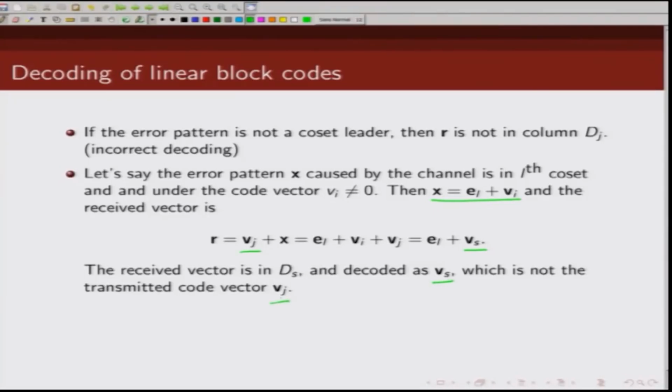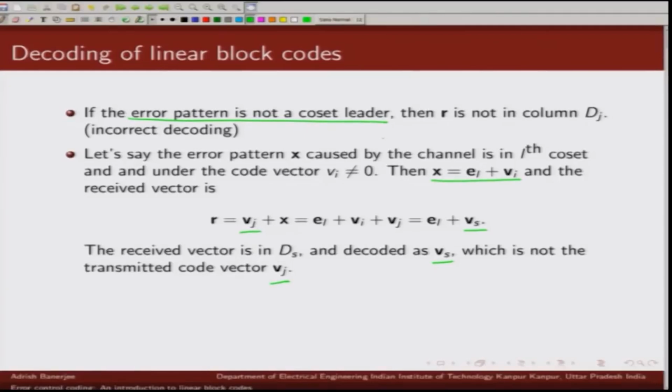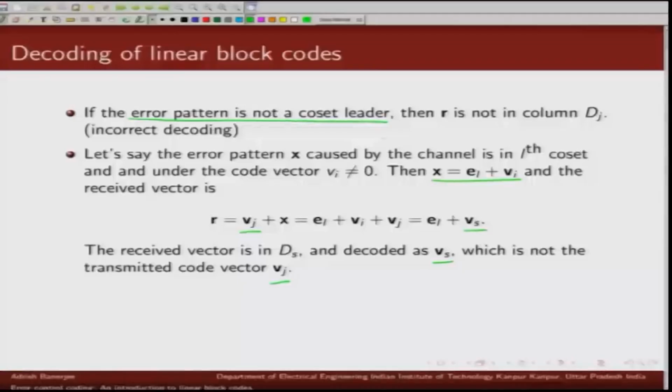So, that is what I meant. If your error pattern is not a coset leader, then R would not be in the same column as Dj. If this had been a coset leader, this would have been just El, and then the received sequence would have been just El plus Vj. So, this would have still remained in the partition Dj, and we would not have made a mistake. So, if the error pattern is not a coset leader, then we are going to make an error.